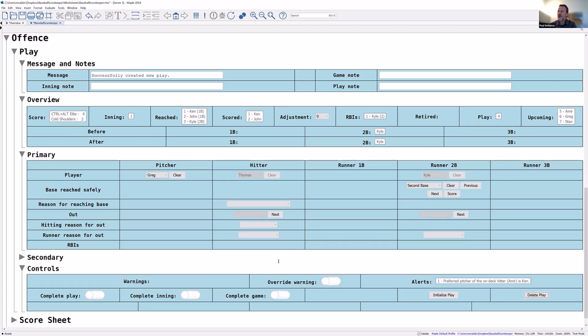Quick question for Matt. You use a lot of components for the interface. The score sheet, can you talk about how that was generated?